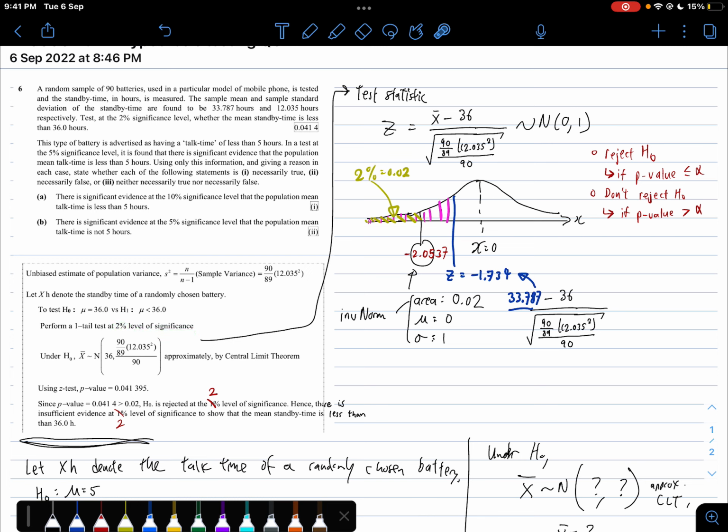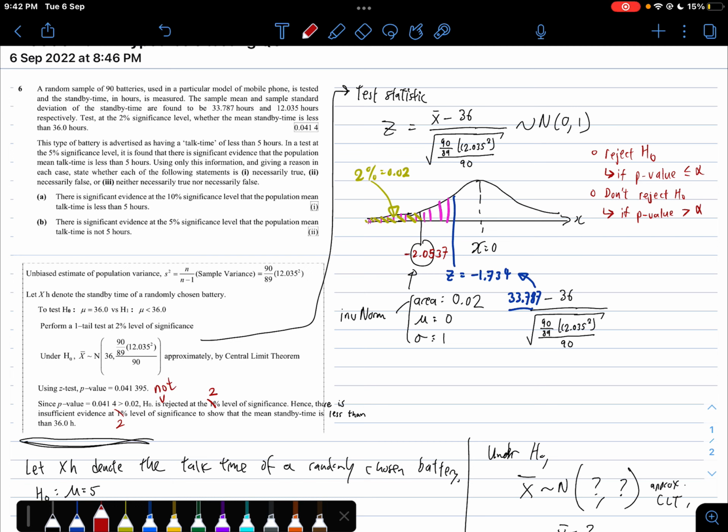Then under H naught, X bar, the sample mean, follows a normal distribution, with mean this, variance not sigma squared anymore but S squared over N, approximately by CLT. Then you can use the calculator z-test, key in the values, and you will get your p-value 0.041395. Since this value, rounded off to 3SF, is more than the 2% level of significance, which is 0.02, then H naught is not rejected.